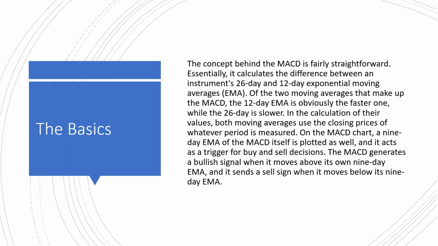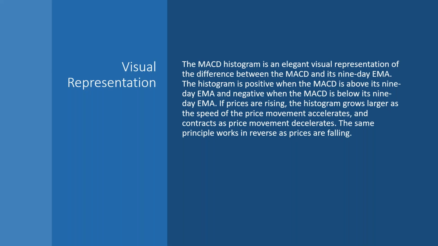Now, there's lots of things out there that use 3 moving averages. So you would have the faster, the medium, and the slower based on the number of periods. So in their calculation of their values, both moving averages use the closing price of whatever period is measured. On the MACD chart, a 9-day EMA of the MACD itself is then plotted, and it acts as a trigger for buy and sell signals. Okay, so let's go do this on a chart. Let me pop up some charts on your screen here for you.